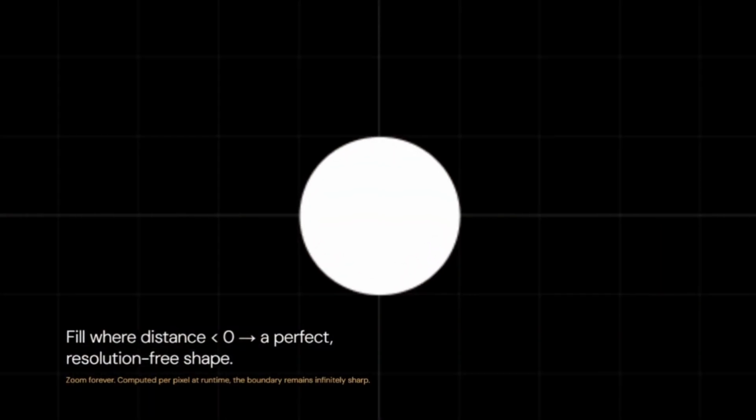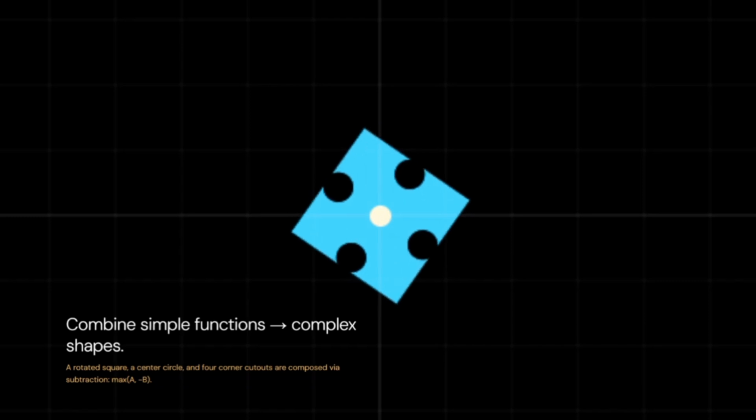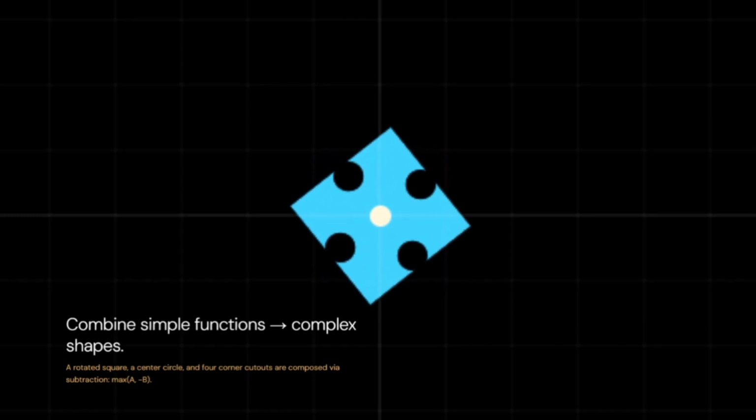Because it's pure math, the shape is infinitely sharp. Zoom in as far as you like. And every dimension is a live parameter, editable without touching any code. Complex shapes come from combining simple ones, union, subtraction, intersection. Getting that composition right requires HLSL expertise. That's exactly what this system handles for you.